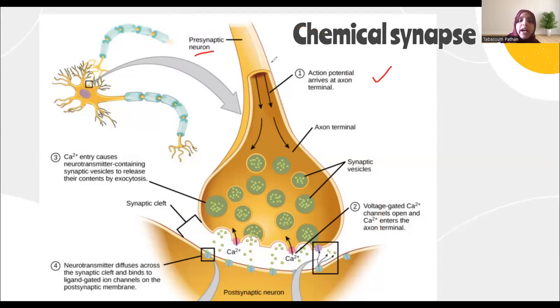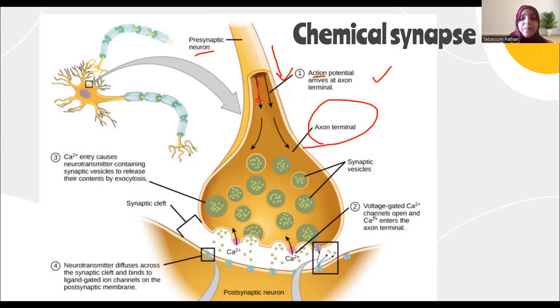Step number one, signal is coming. Action potential arrives. What is another name for the signal? Action potential. Okay, it is coming now. It arrives at the axon terminal.